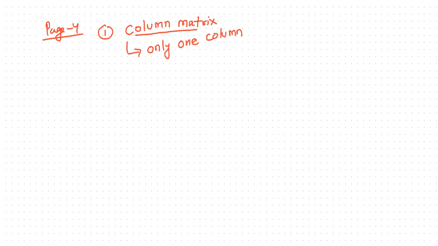In general, we represent the order of a matrix as m into n, right? Here n represents the number of columns. Here column is 1, so the order of a column matrix will be m cross 1. This is the definition of a column matrix.